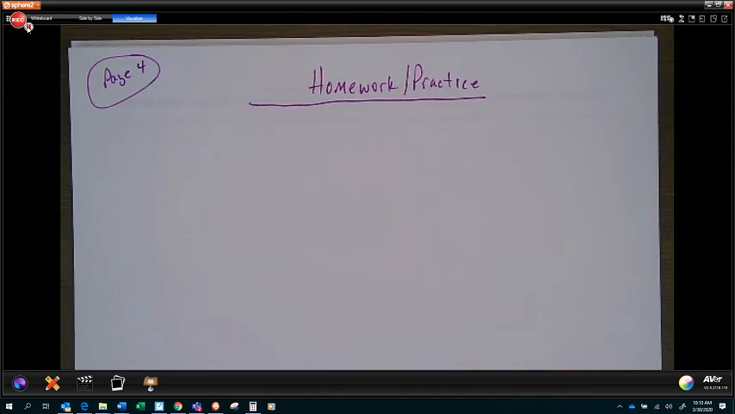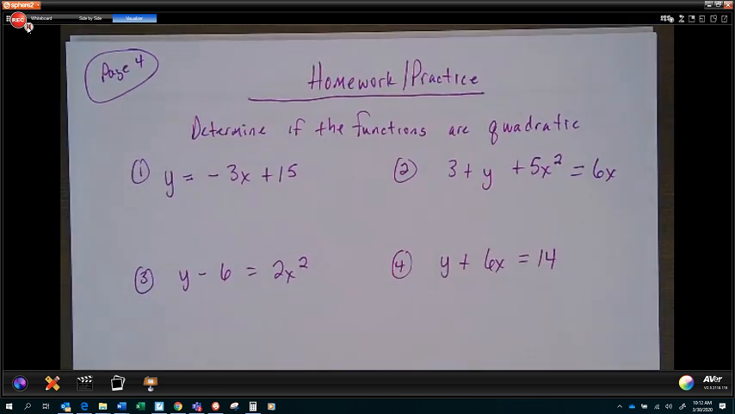Going back to the homework and practice, I'm going to write a few problems down and then I will pause the video. You can pause it also while you work those out and then determine if you've got the correct answer and compare them to mine. Here are the first 4 problems. Please determine if the functions are quadratic. Again, we're looking for our standard form of ax squared plus bx plus c. So look at these and tell me if these are quadratic functions. Pause the video.